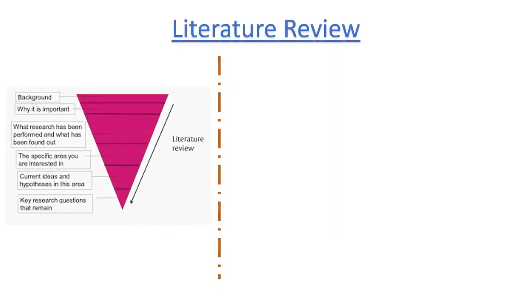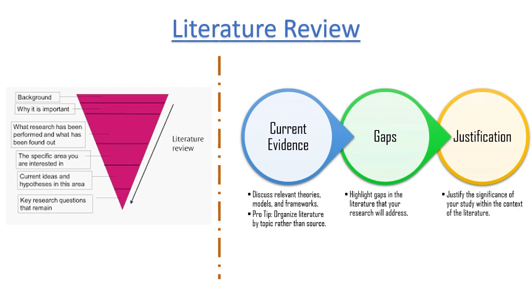The next section is the literature review. Here is how to write this section. 1. Conduct a comprehensive literature review to provide an understanding of the existing research and theories related to your topic. Focus on relevant theories, models, and frameworks. Pro tip: organize literature by topic rather than source. 2. Highlight gaps in the literature that your research will address. And 3. Justify the significance of your study within the context of the literature.